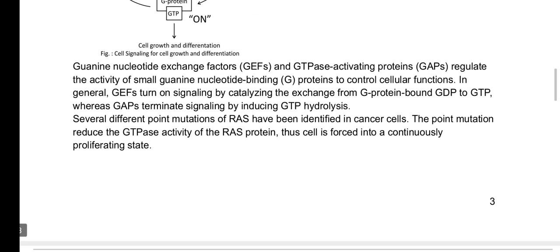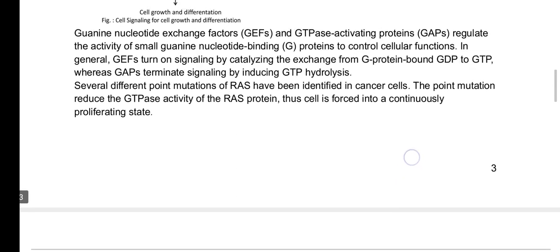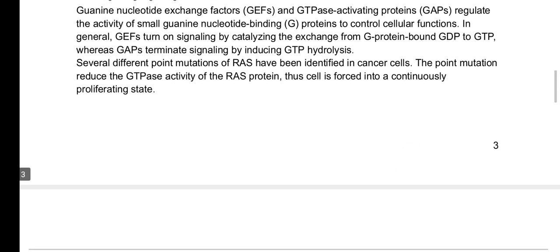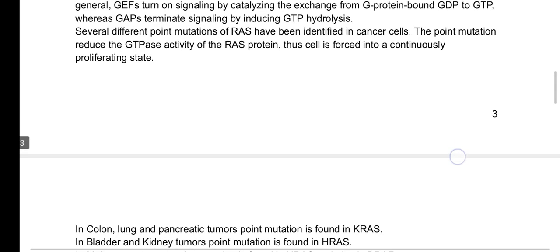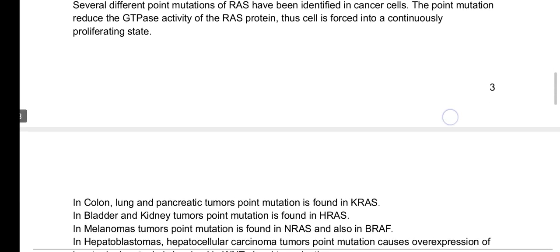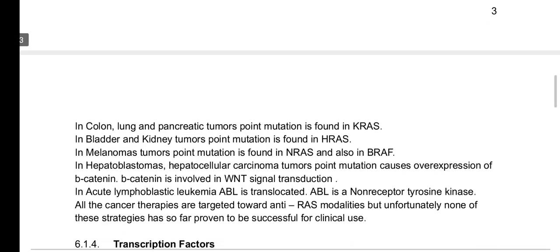Guanine nucleotide exchange factors, or GEFs, and GTPase activating proteins, GAPs, regulate the activity of small guanine nucleotide binding proteins to control cellular functions. In general, GEFs turn on signaling by catalyzing the exchange from G protein bound GDP to GTP, whereas GAP terminates signaling by inducing GTP hydrolysis. Several different point mutations of RAS have been identified in cancer cells. The point mutation reduces the GTPase activity of the RAS protein. The cell is forced into a continuously proliferating state.